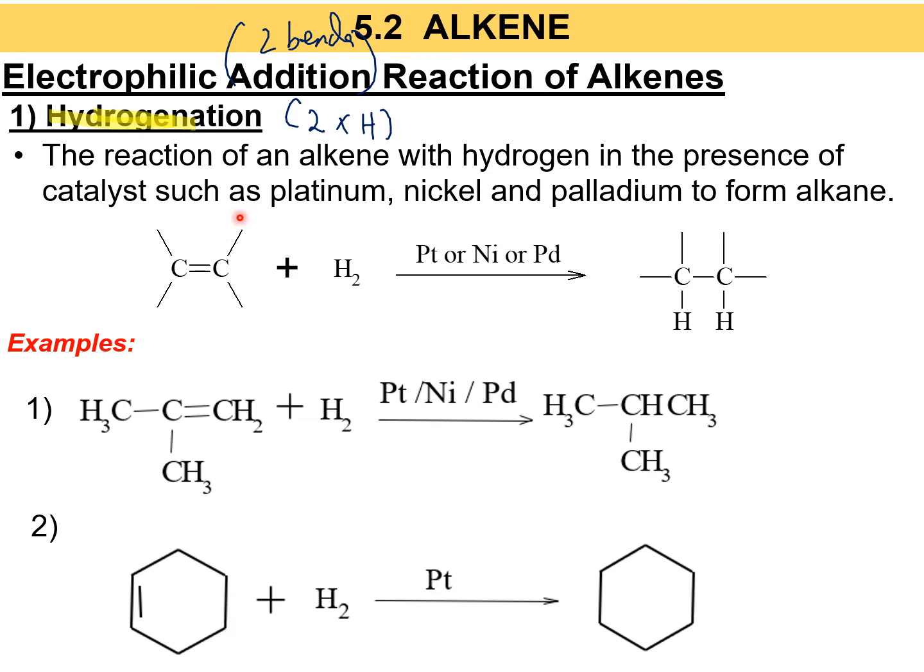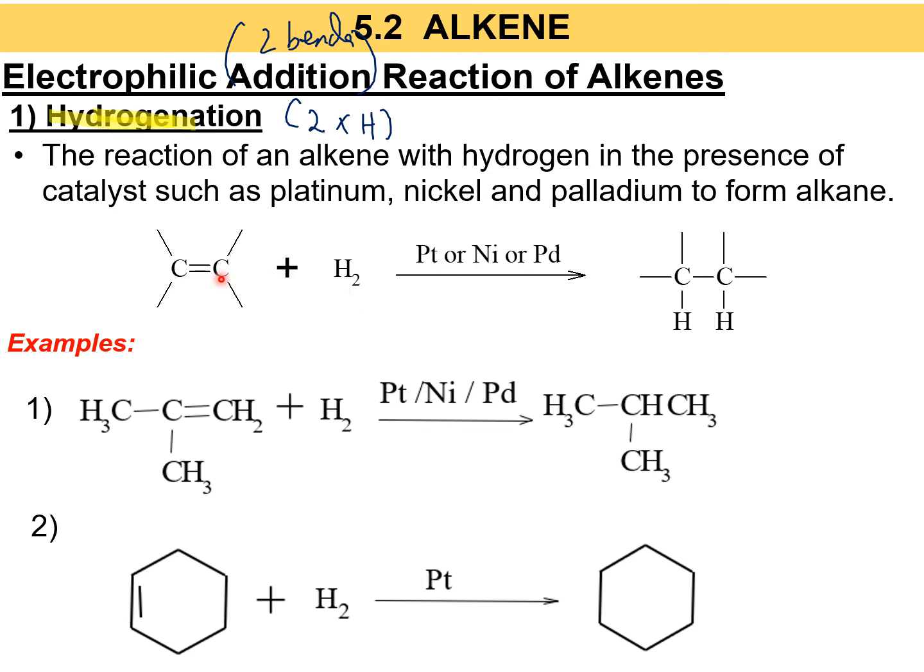Okay, let's look here. For example, if an alkene undergoes hydrogenation, it will use the reagent hydrogen and also a catalyst, either platinum, nickel or palladium. Okay, all three are only suggestions, but when it comes to writing down the hydrogenation reaction, you have to make up your mind which catalyst to use. So you can see here, this is an alkene. When it undergoes hydrogenation, it undergoes electrophilic addition reaction.